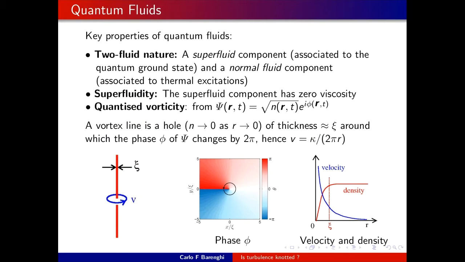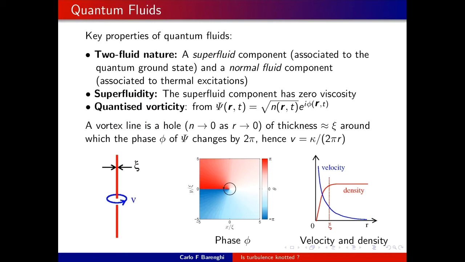If you take a cup of coffee and you rotate it with a spoon, remove the spoon, the coffee will slow down. But if you start up in some way a vortex, which is a superfluid vortex, it will go on forever.